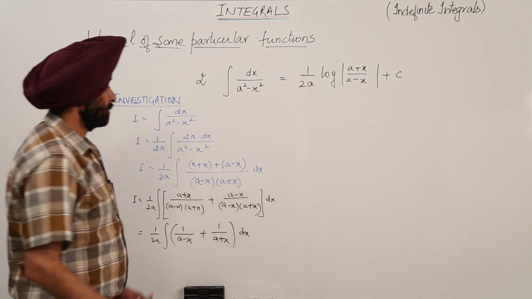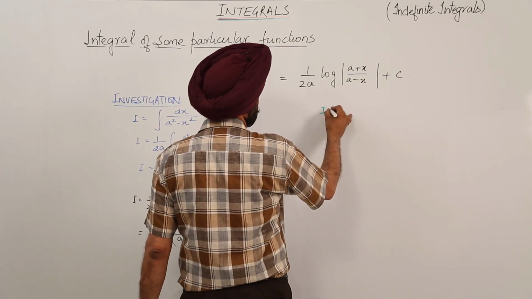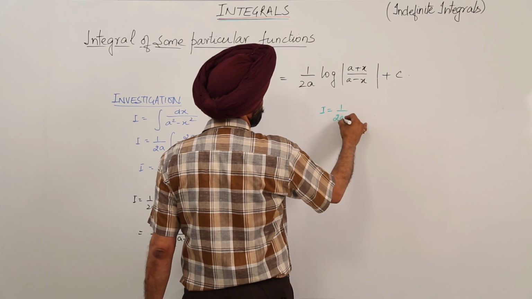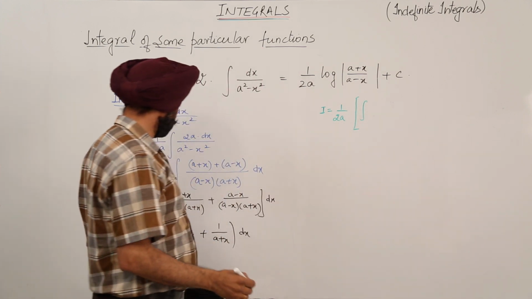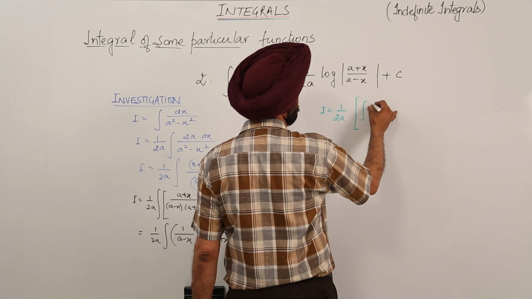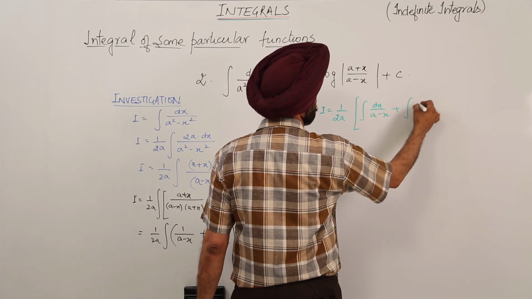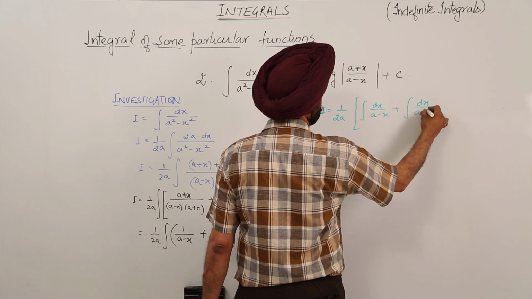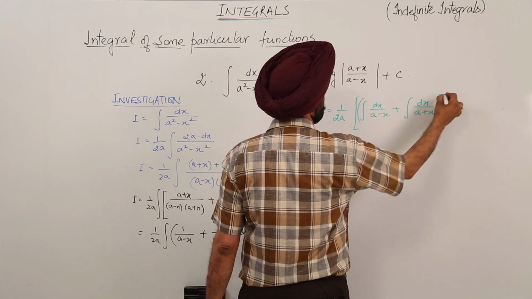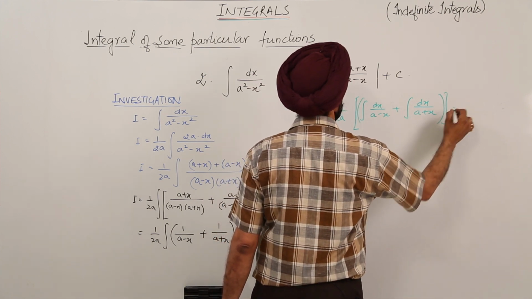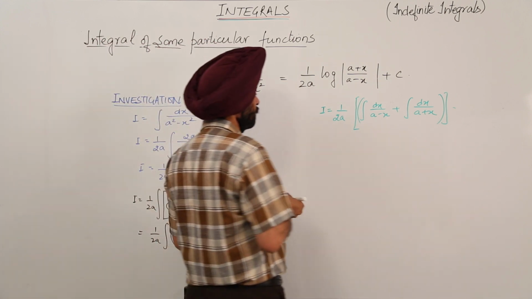dx. Now, to this we can write it I is equal to 1 upon 2a integration of first one dx upon a minus x plus integration of dx upon a plus x. Okay. So, now let us integrate. Now, what we are having?